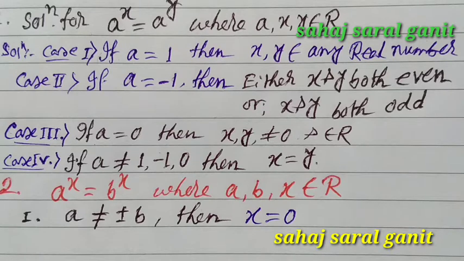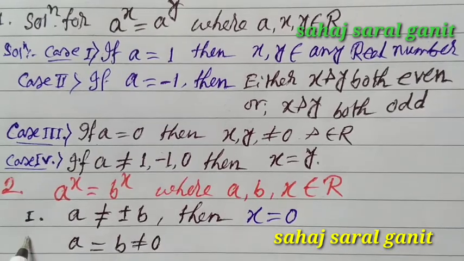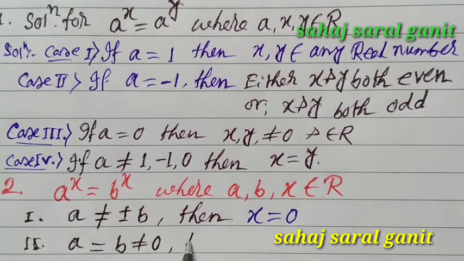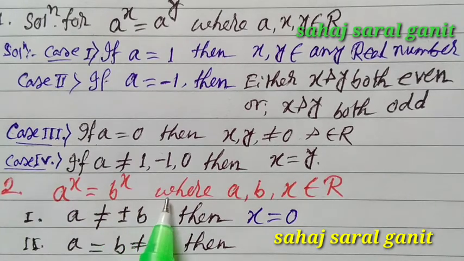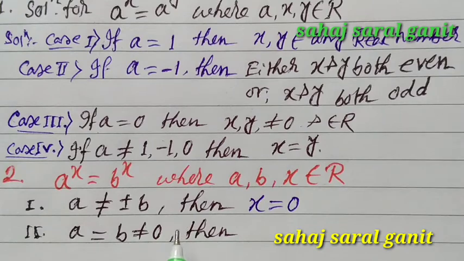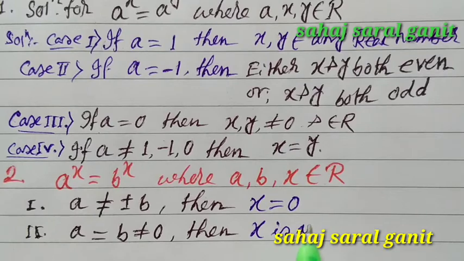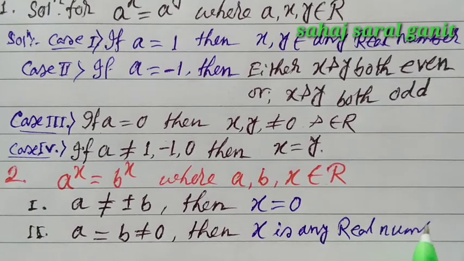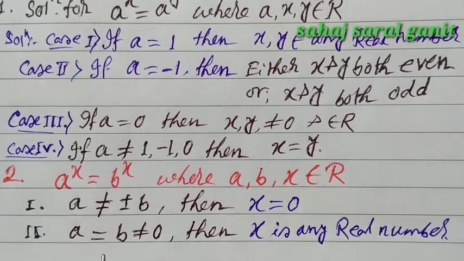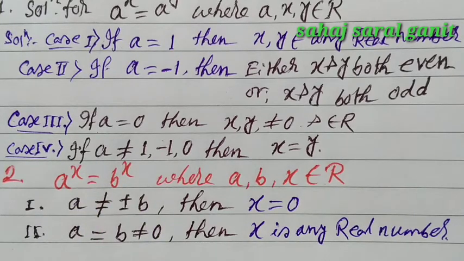If a equal to b but not equal to 0, if a and b both are equal but not equal to 0, then what happens? Then a to the power x and b to the power x are equal if x is any real number. That is, a and b are equal, then x is any real number.